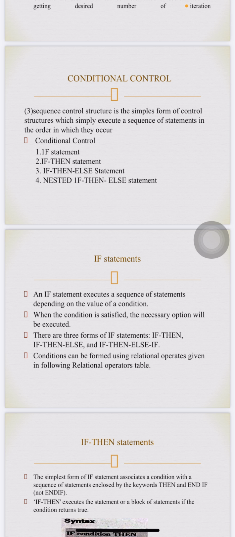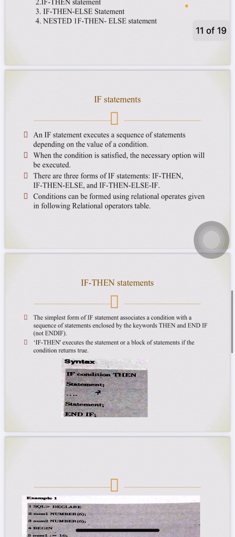When the condition is satisfied, the necessary option will be executed. There are three forms of the IF statement: IF-THEN, IF-THEN-ELSE, and IF-THEN-ELSIF. Conditions can be formed using relational operators given in the following relational operator table. IF-THEN statement: the simplest form of the IF statement associates a condition with a sequence of statements enclosed by the keywords THEN and END IF.